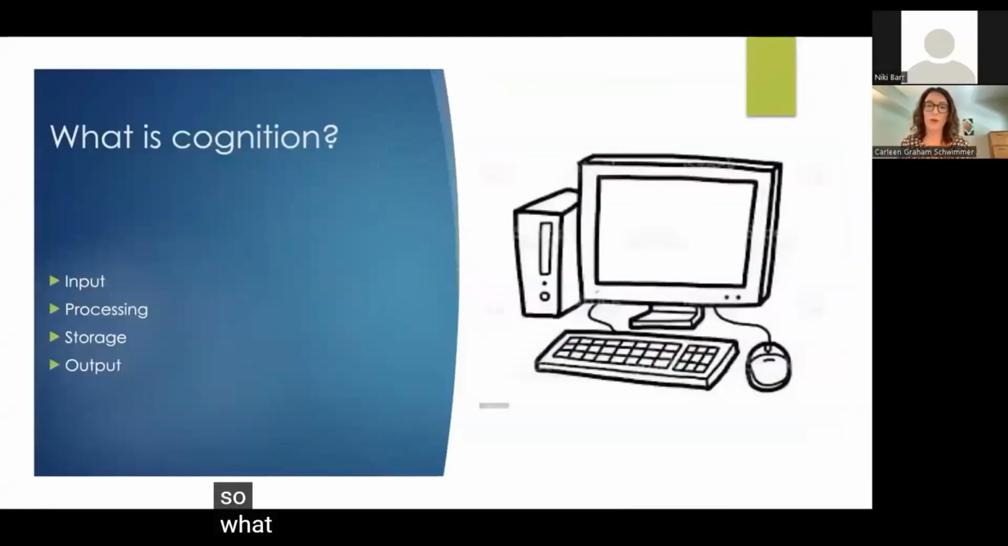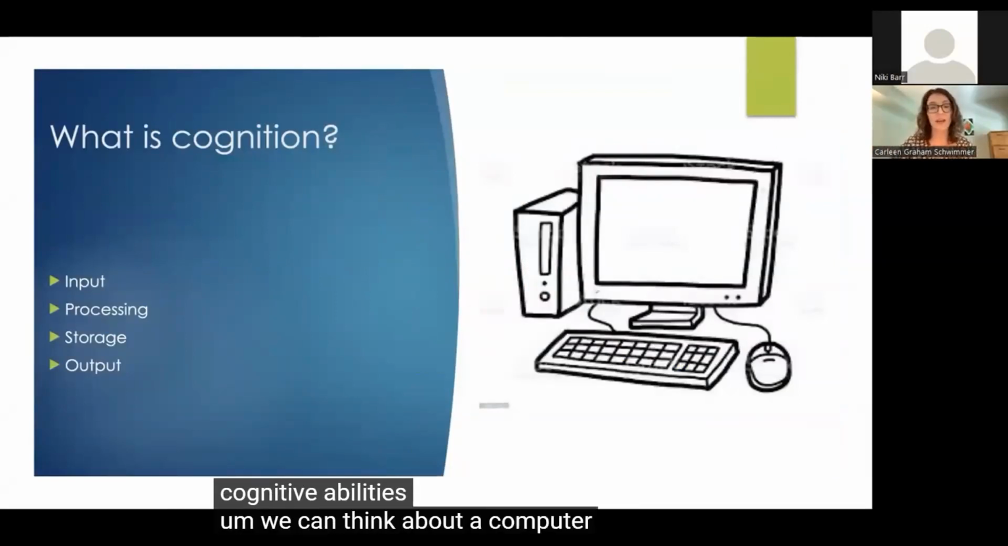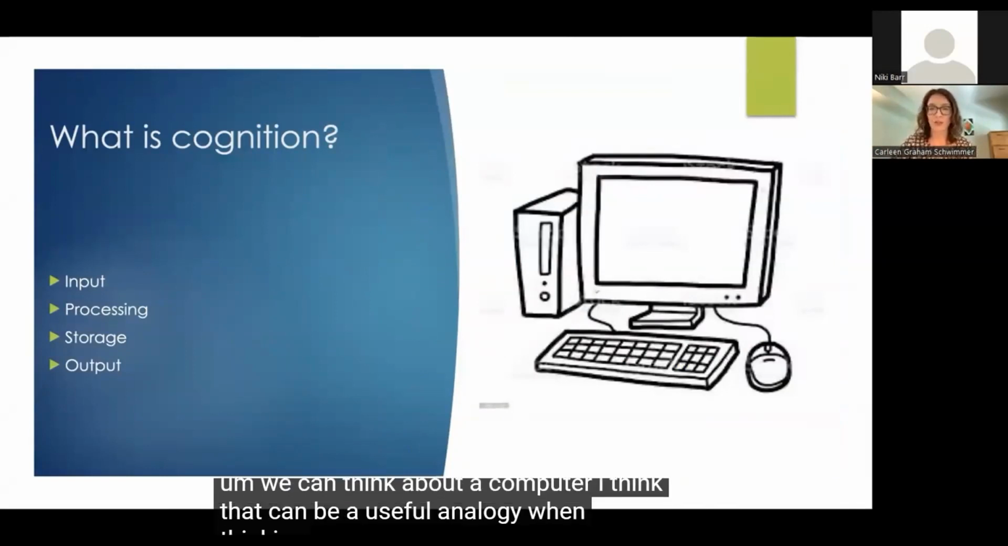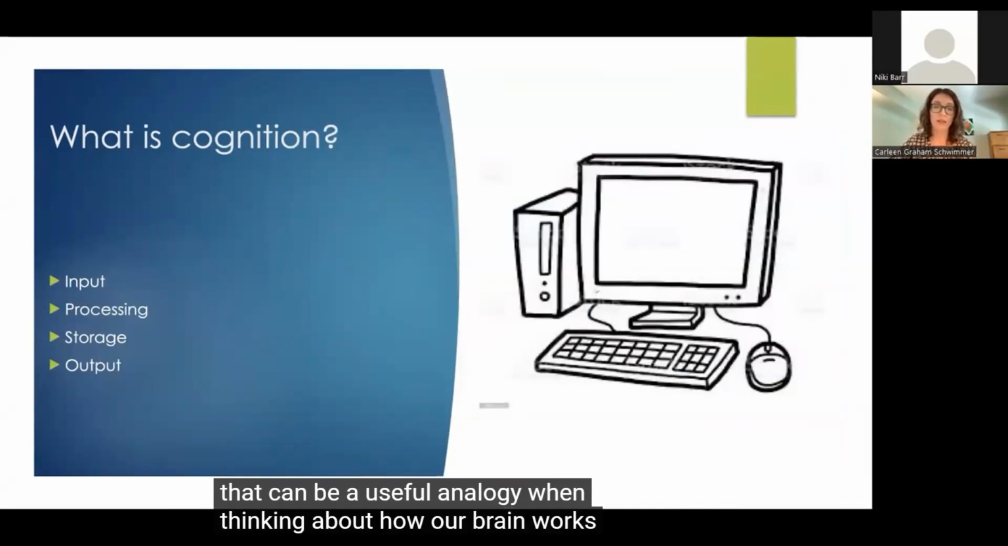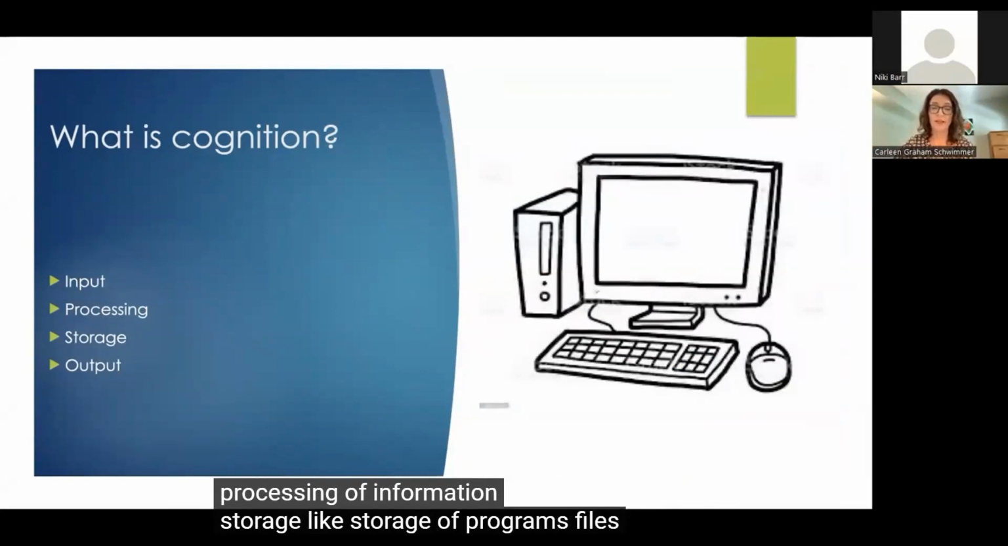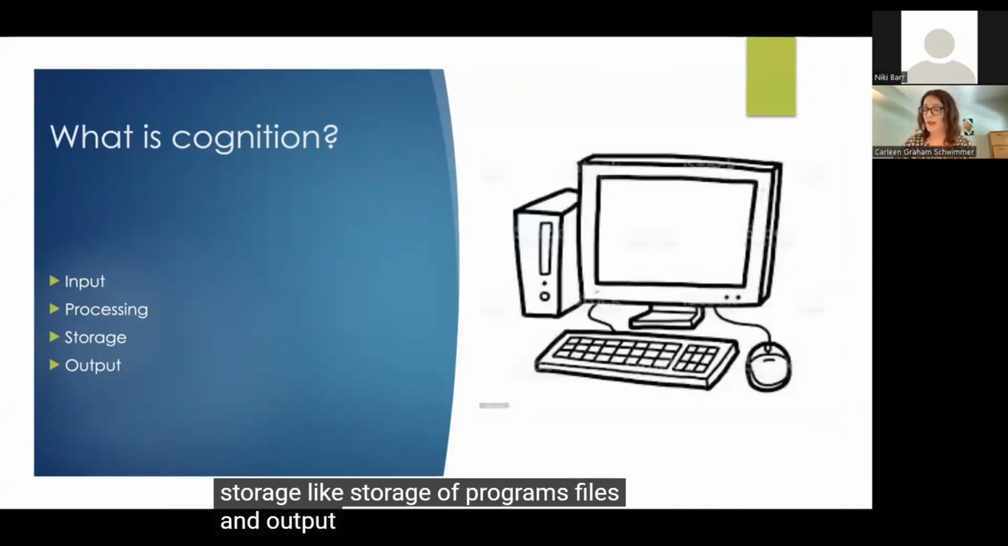So what is cognition or cognitive abilities? We can think about a computer. I think that can be a useful analogy when thinking about how our brain works. So with a computer, you have some input, processing of information, storage, like storage of programs, files, and output.